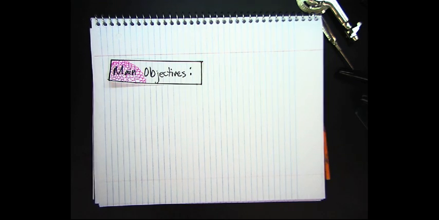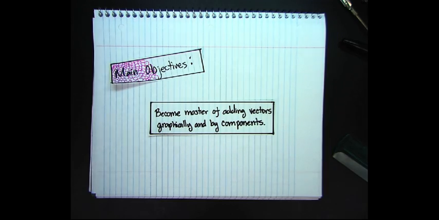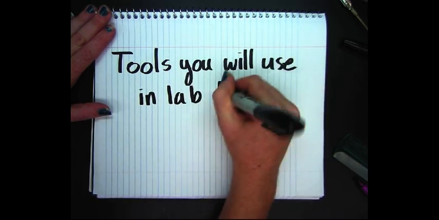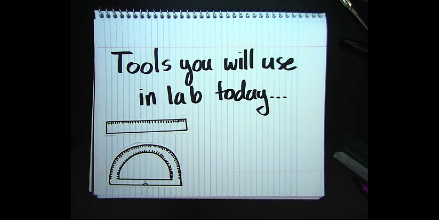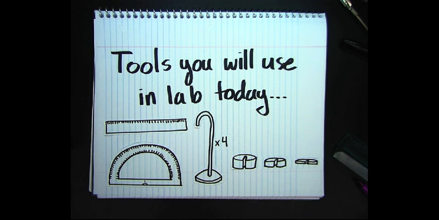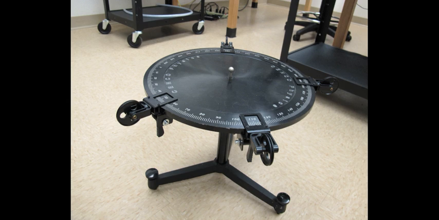Main objective of this lab: to become a master at adding vectors both graphically and by components. Tools you will be using today in lab: the ruler, protractor, 4 mass hangers, different slotted masses, and of course, the force table.